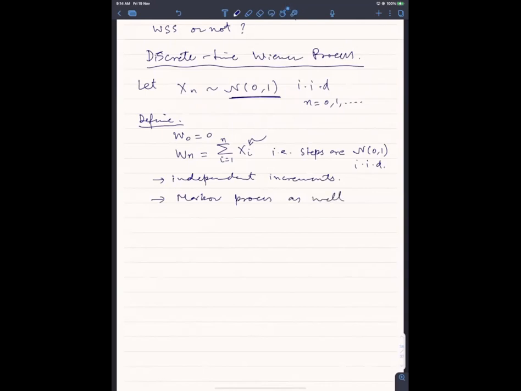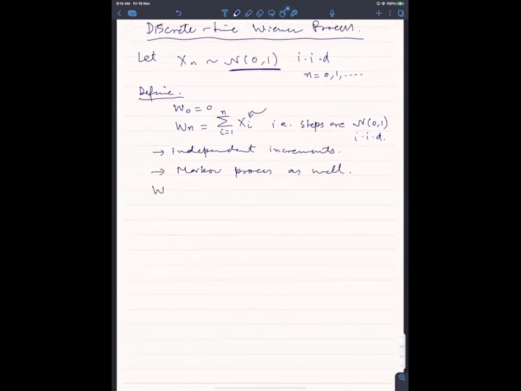ये Markov भी होता है. ये process Markov process भी. So we can write Wn to be equal to Wn minus 1 plus xn. ठीक है. So ये देखें, ये बिल्कुल Gauss Markov process की तरह लग रहा है.